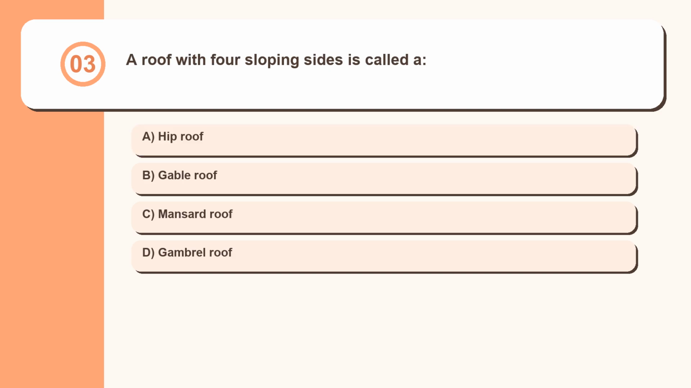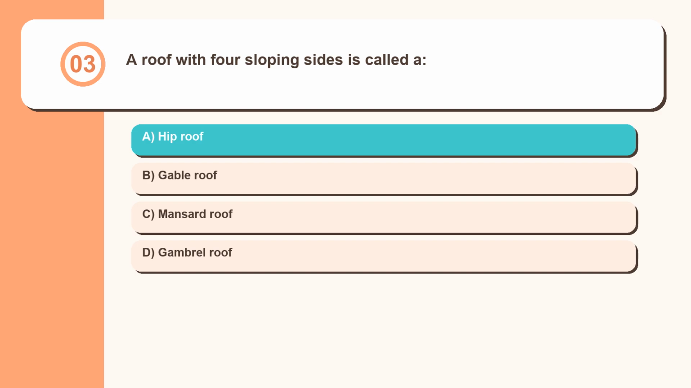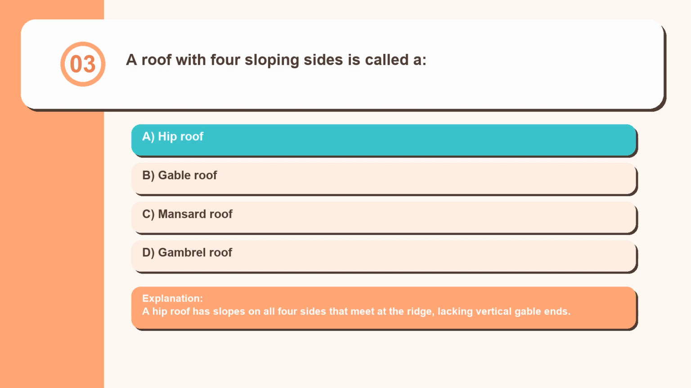Question 3. A roof with 4 sloping sides is called a hip roof, gable roof, mansard roof, gambrel roof. A hip roof has slopes on all 4 sides that meet at the ridge, lacking vertical gable ends.